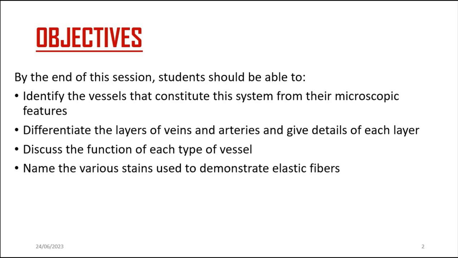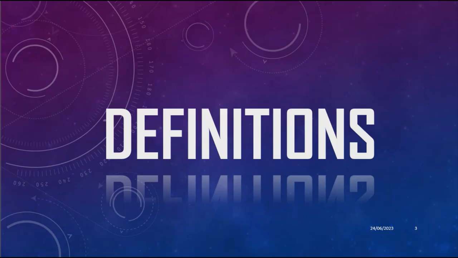that constitute this system from their microscopic features. Number two, to differentiate the layers of veins and arteries and give details of each layer. Thirdly, to discuss the functions of each type of vessel. And last but not the least, to name the various stains that are used to demonstrate elastic fibers. At the end of this exercise, you're going to have an exercise that you're going to answer.